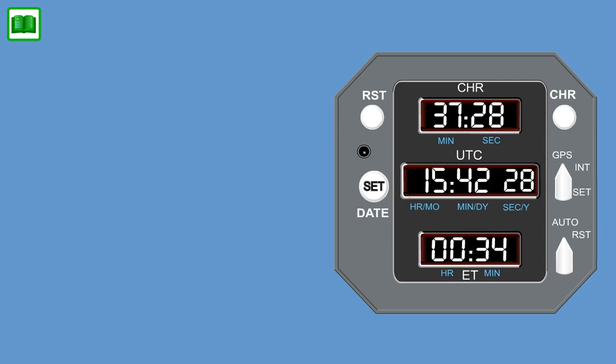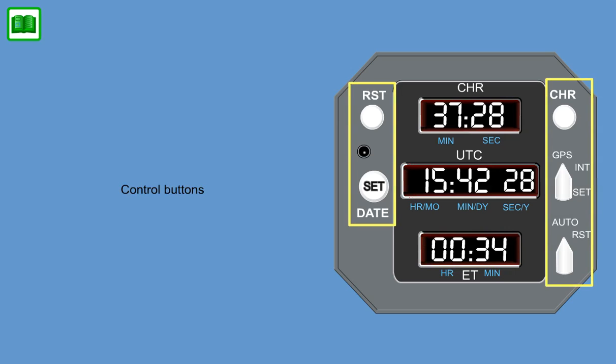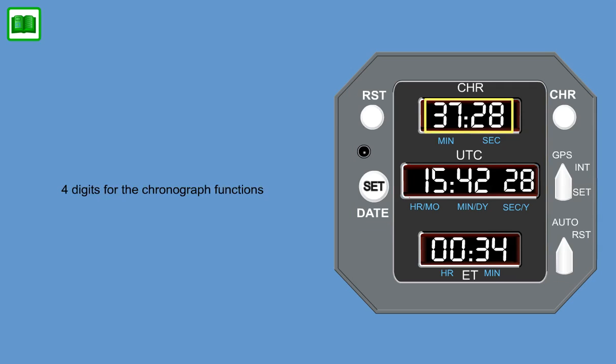The front panel consists of high-contrast transflective LCDs with blue-white segments on black background and control buttons. There are 4 digits for the chronograph functions, 6 digits for Universal Time Coordination, and 4 digits for elapsed time. The LCDs are backlighted and automatically dimmed using a photocell.